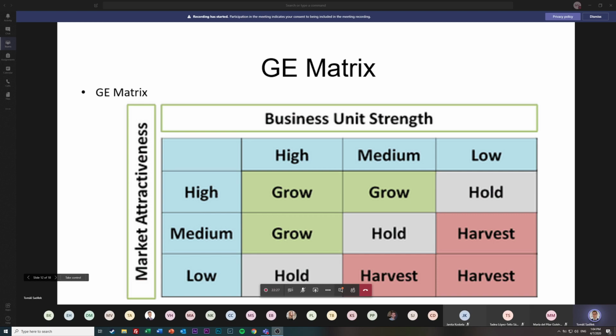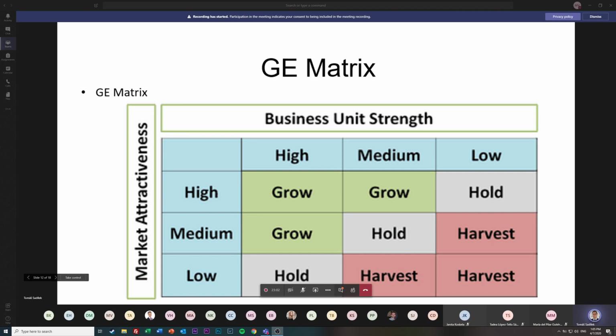They also have a division for financial operations, like GE Bank and some other daughter companies. But the GE matrix is quite similar to the BCG matrix, and it's also quite widely used. What are the differences? You know that in the BCG matrix, there are two variables.